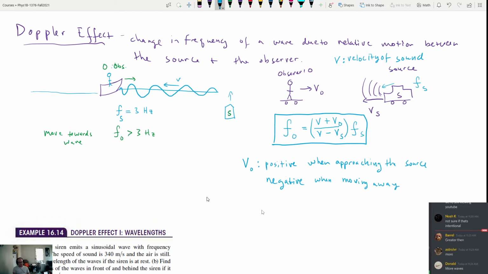Okay. And VS, which is the velocity of the source, is going to be positive when approaching the observer or moving towards the observer. And then it's negative otherwise.